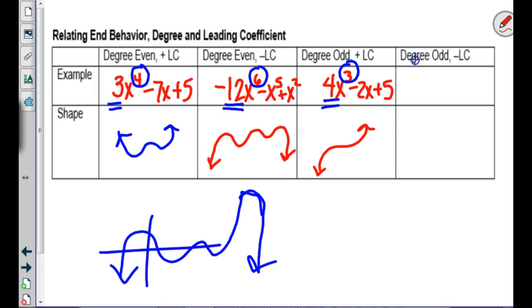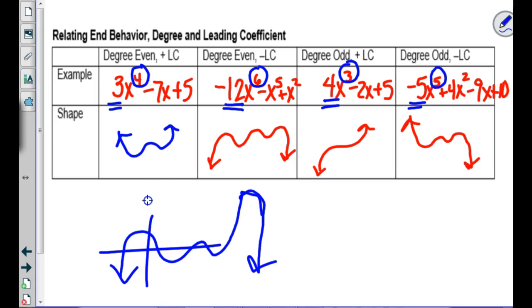If I have an odd degree but a negative leading coefficient, it flips over, and it could have a bunch more loops in the middle, but the left end is going to go up. Okay, so I have negative 5x to the 5th plus 4x squared minus 9x plus 10. I'm just making up stuff. Again, the negative leading coefficient, odd degree.